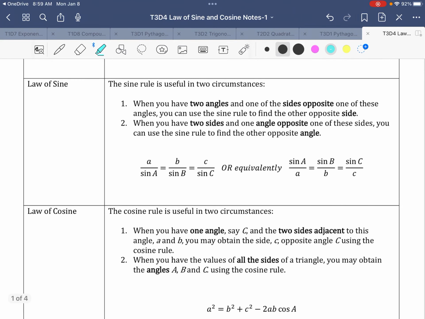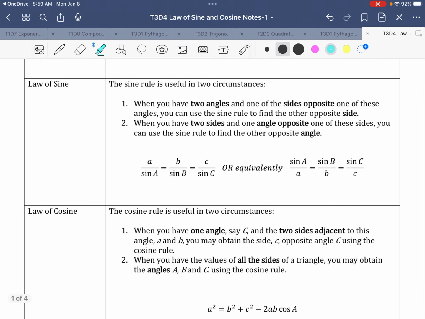When we're using the sine rule, it is useful in two circumstances. Circumstance number one, you have two angles and one of the opposite sides, or you have two sides and one of the opposite angles. And you can use a over sine A equals b over sine B equals c over sine C, or the sines can be on top and the side lengths can be on bottom.